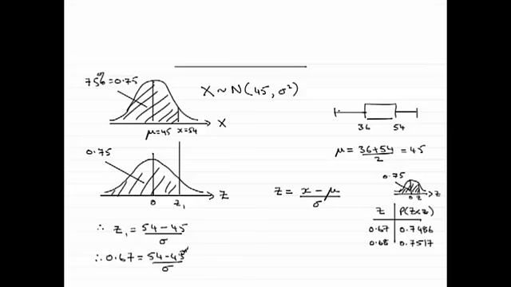Well, we know that 54 take away 45 is 9. So to get sigma, I just need to rearrange this equation. So it follows that sigma equals 9 divided by 0.67. And if you do that on your calculator, what you get is 13.42 and so on. And if you round that to 3 significant figures, it's going to be 13.4 to 3SF.